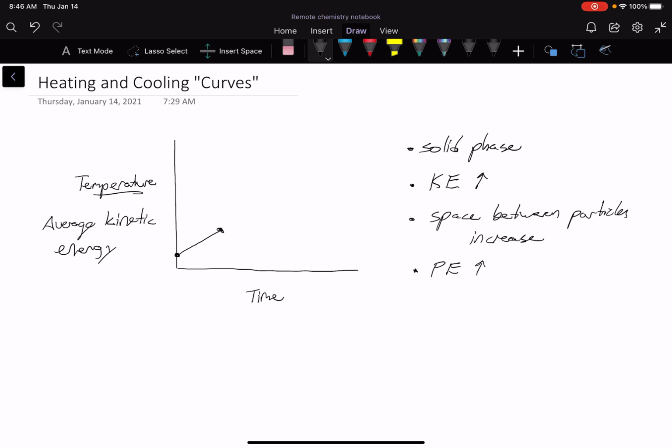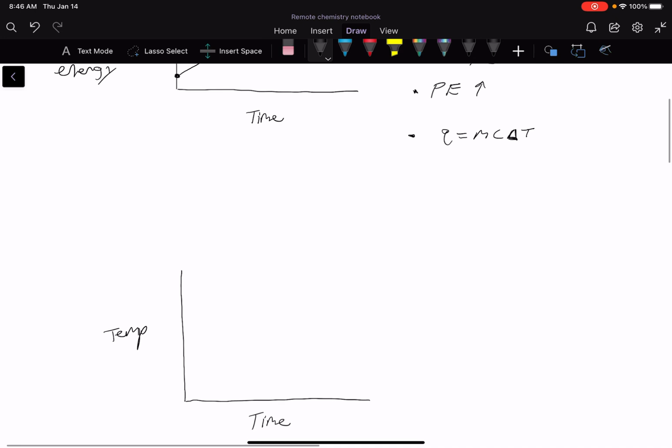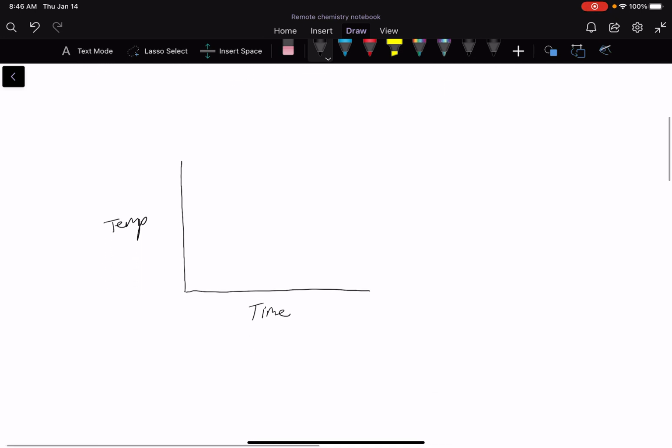So during this time period, kinetic energy and potential energy are increasing, and we can calculate this energy using Q equals mc delta T. Sorry, that doesn't really look like a triangle. So mc delta T, and we can use this equation to calculate thermal energy while temperature is changing because of that delta T. As you continuously increase the heat input, you're going to get to a point where the temperature kind of plateaus.